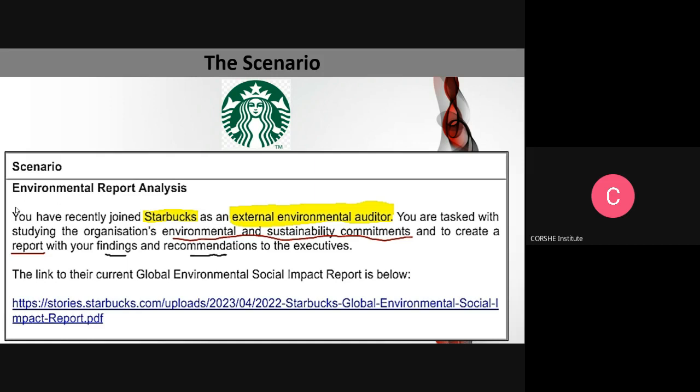If you look, it is just written that you have recently joined Starbucks as an external auditor, and you are asked to state the organization's environmental commitments and to create a report with the findings and recommendations for execution. In the scenario, there is no statement written saying critical evaluation or systematic evaluation.